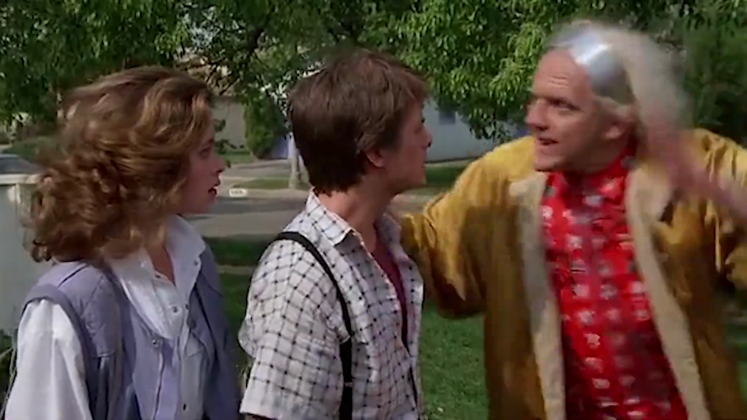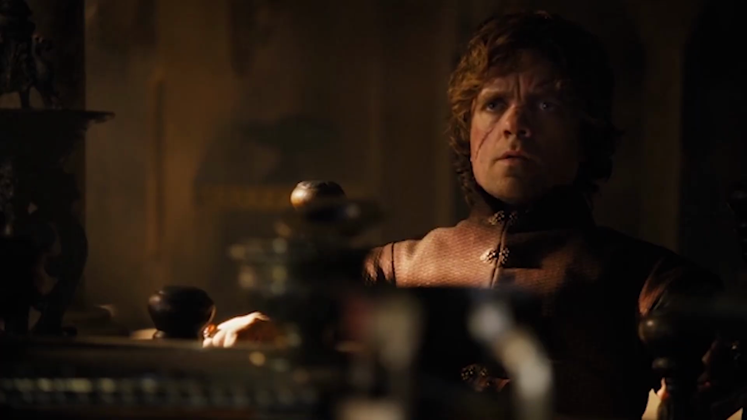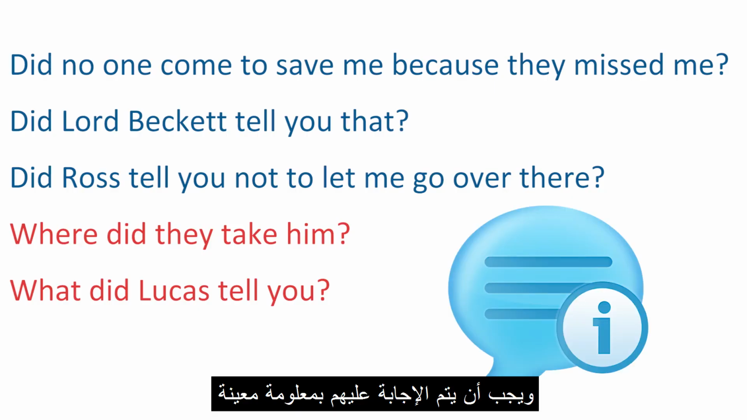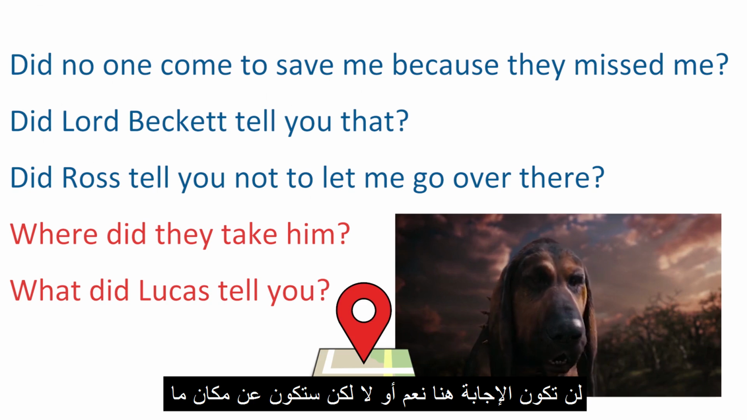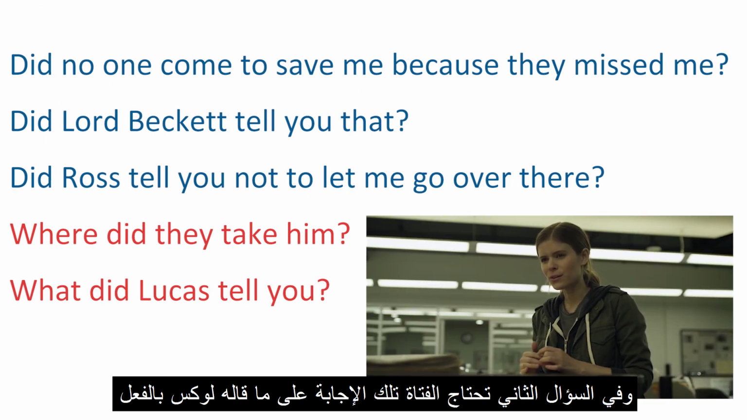When? Where? Why? And B must be answered with a piece of information. So when Alice said, "Where did they take him?" the answer will definitely be a place. And when Dewey asks, "What did Lucas tell you?" she doesn't want a yes/no answer, rather she wants what Lucas has actually said.